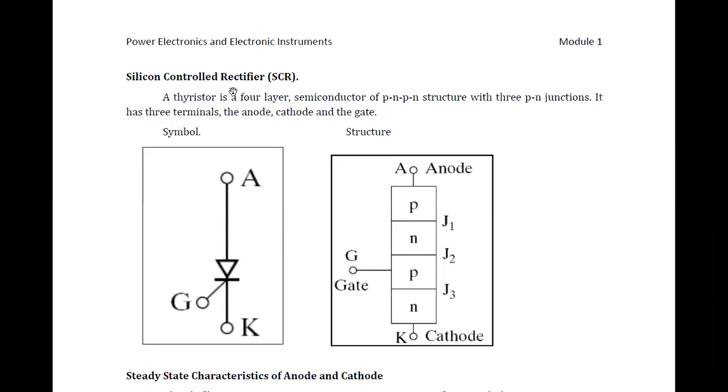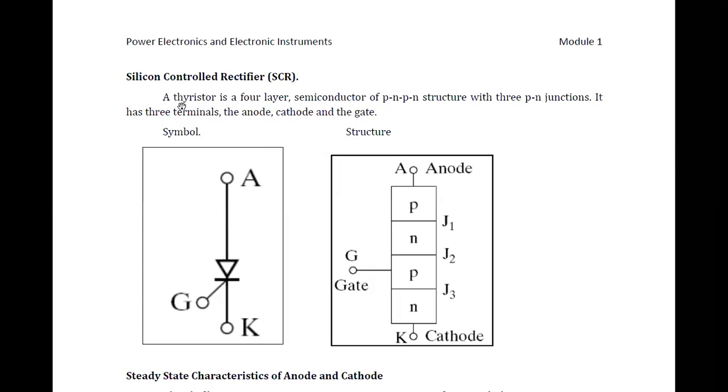Let us go with the power electronics device which is very important from an exam point of view, the silicon controlled rectifier. It is also called SCR, or if you simply call it a thyristor, that is also correct. A thyristor is a four layer semiconductor of PNPN structure with three PN junctions. It has three terminals: anode, cathode, and gate. Let us elaborate this definition of SCR.